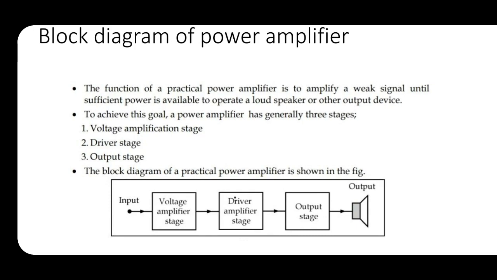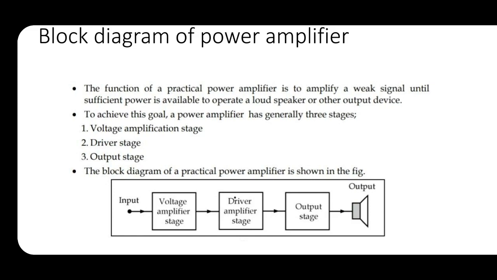The power amplifier amplifies a weak signal until sufficient power is available to operate the loudspeaker. So, the different power amplifier stages. Voltage amplifier stage: at the input side we connect the microphone, which converts our voice signal into an electrical signal. It amplifies the weak signal from the microphone. The signal developed by the microphone is very small and needs sufficient amplification to operate the output device, therefore raising the level of the weak input signal.